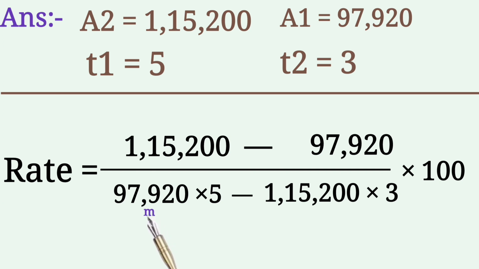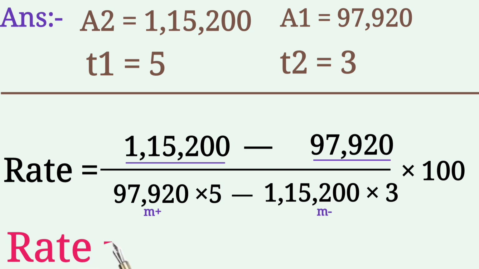Calculate 97,920 into 5 and keep it in M plus, then 1,15,200 into 3 and keep it in M minus, then you press the equals button on your calculator. Then calculate 1,15,200 minus 97,920, press the equals button, then divide it with the MRC button and multiply by 100, and we get the rate as 12%. This is your final answer.